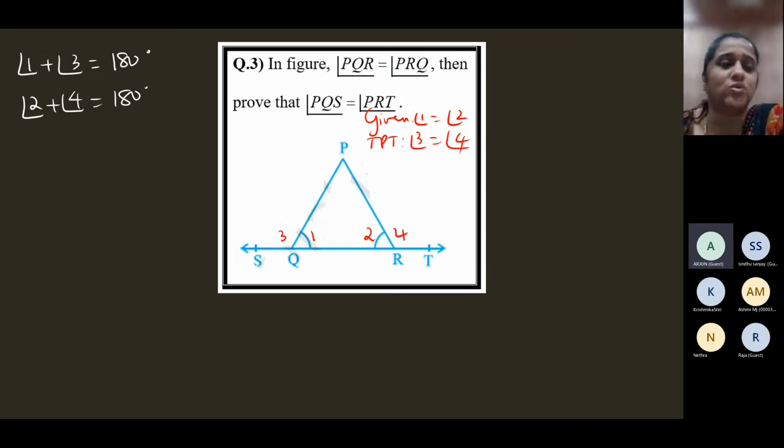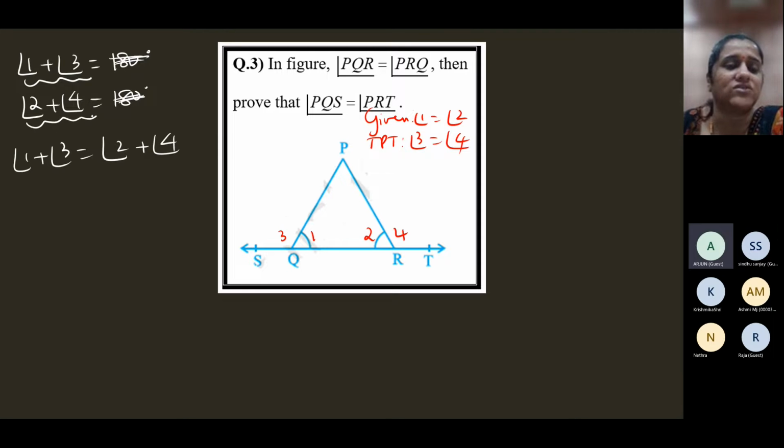So from 1 and 2, 1 plus 3 is 180, and 2 plus 4 is also 180. Both are equal to 180. The RHS is equal to the RHS in these two equations, which means the LHS also should be equal to the LHS. So 1 plus 3 is equal to 2 plus 4.